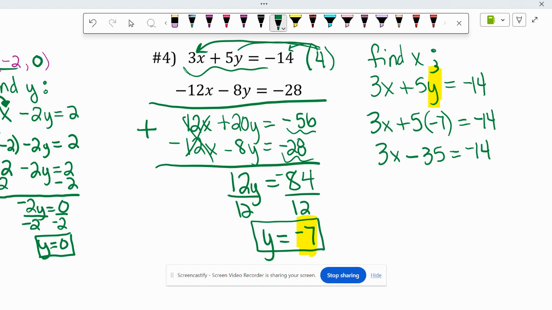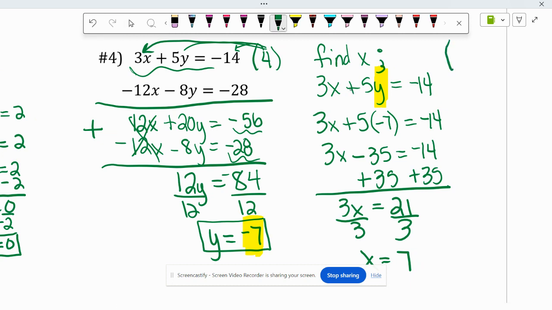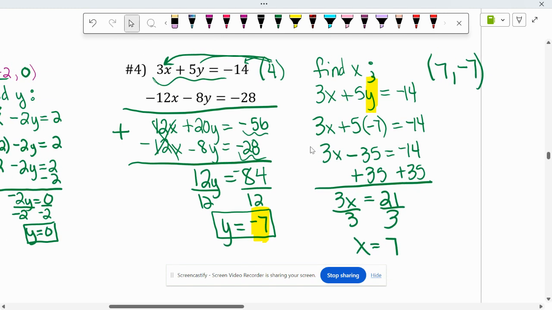Gianna, what do you want to do next? Let's add 35 to both sides. So 3x equals 21. What would you like to do next? Divide both sides by 3. And I find out that x equals 7. So what's my solution? It's the ordered pair 7, -7. Absolutely. What do you think about that? You think it's beautiful? Okay.